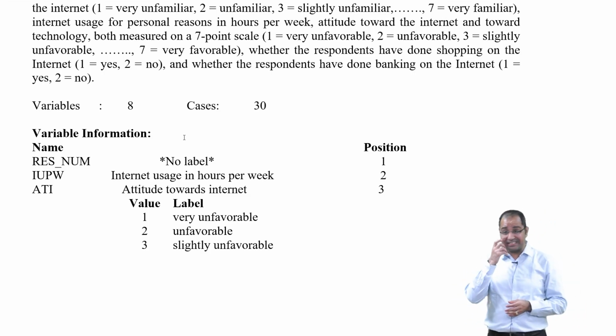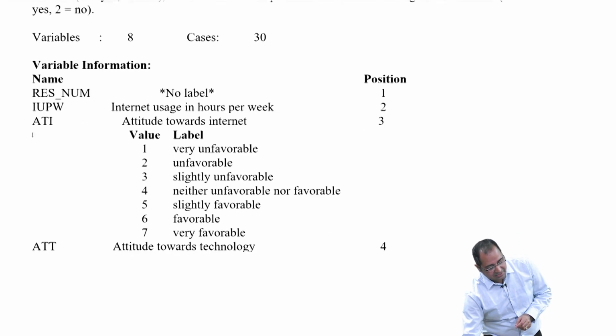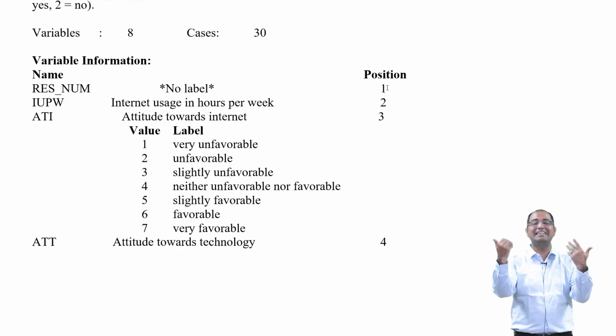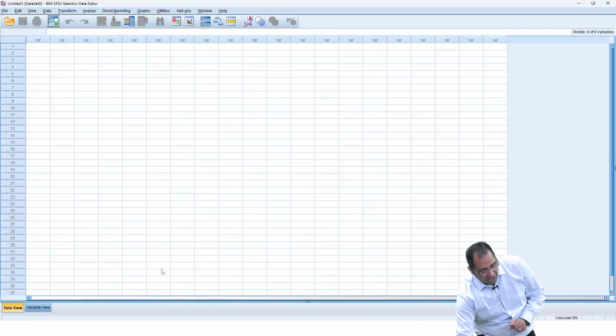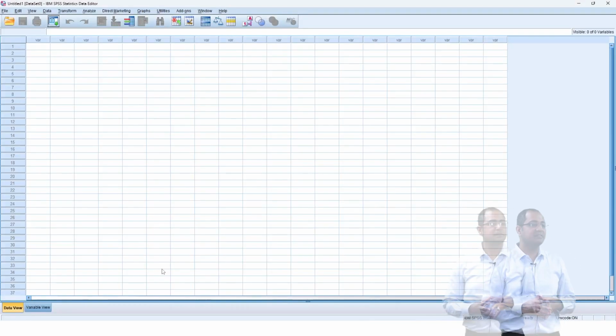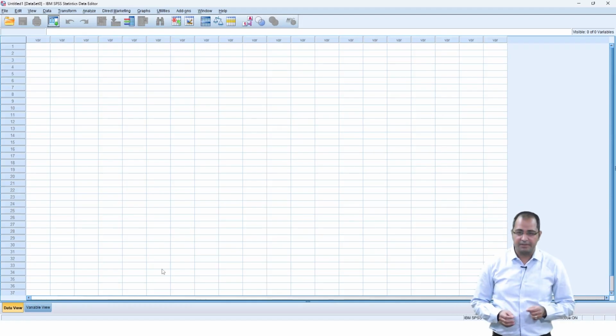Now we will start the data entry in the SPSS sheet, and this variable information is the format in which we will start the data entry. So let's first go to the SPSS sheet. All of you are on the SPSS sheet? Everybody got their computers? Yeah, okay.